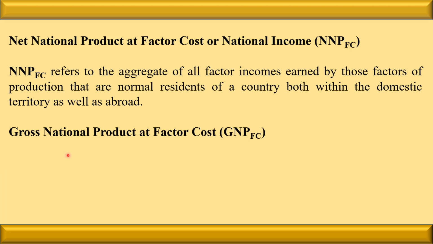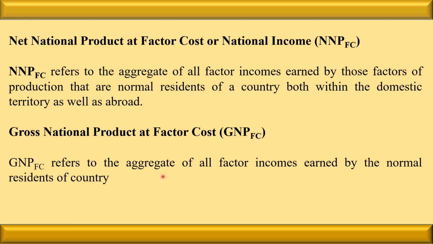The next is GNPFC. It means gross national product at factor cost. It refers to the aggregate of factor income earned by the normal residents of the country. Clear? Here we have to include the depreciation, because gross is written, not net. The point is clear to everyone?